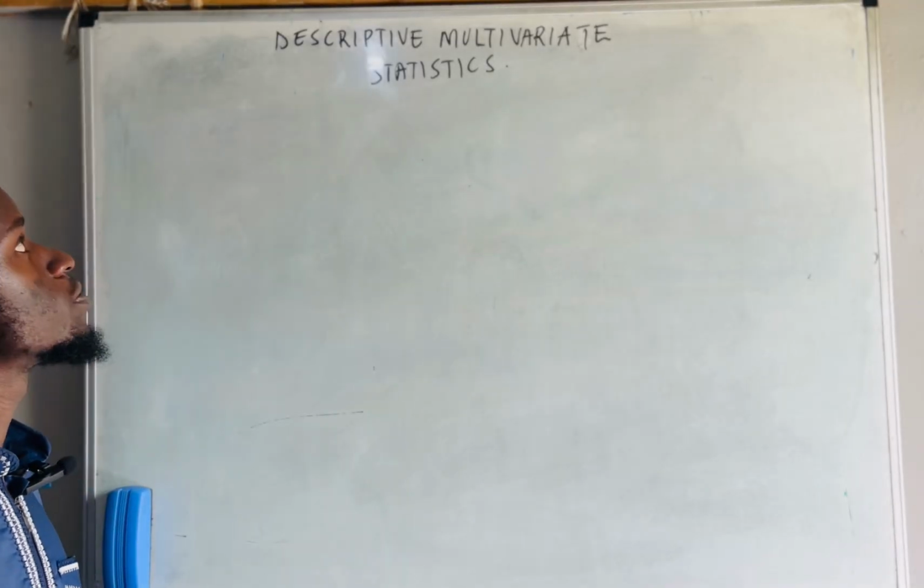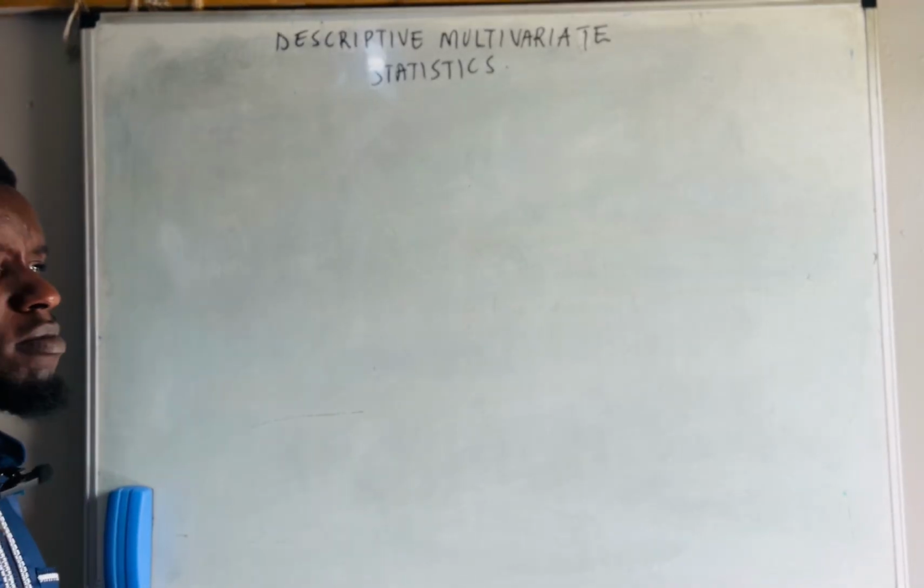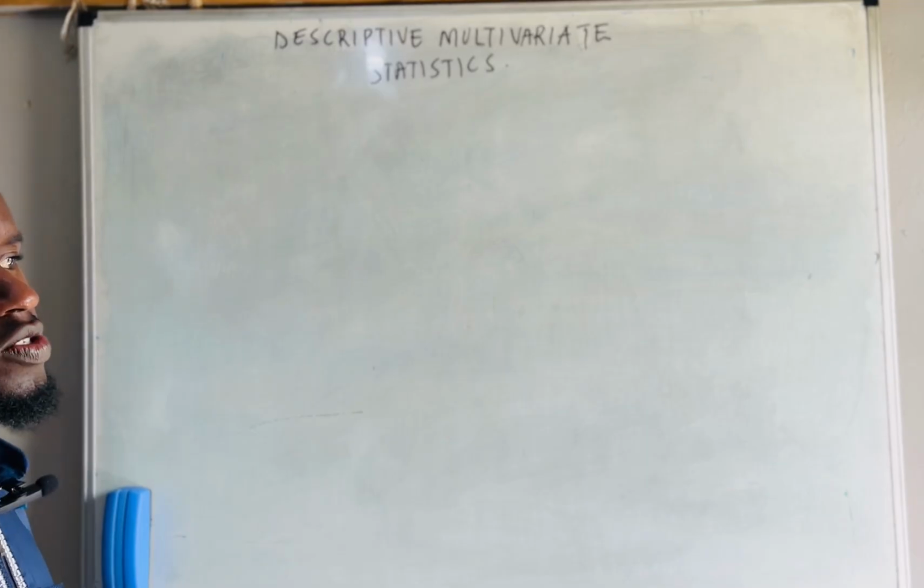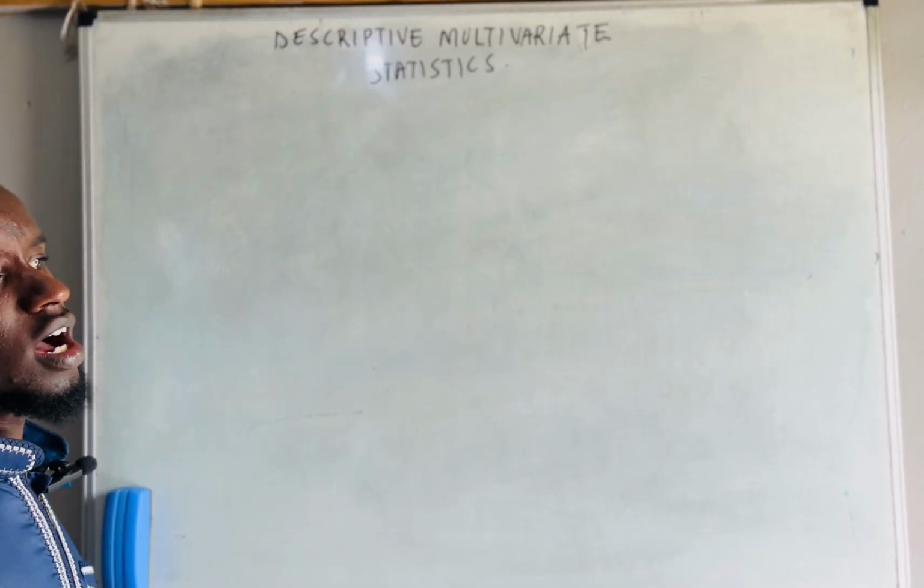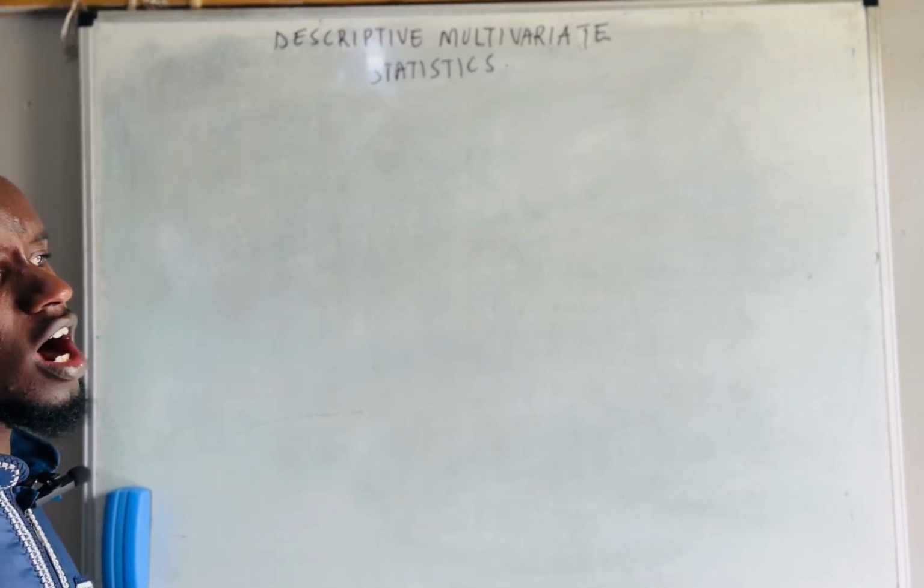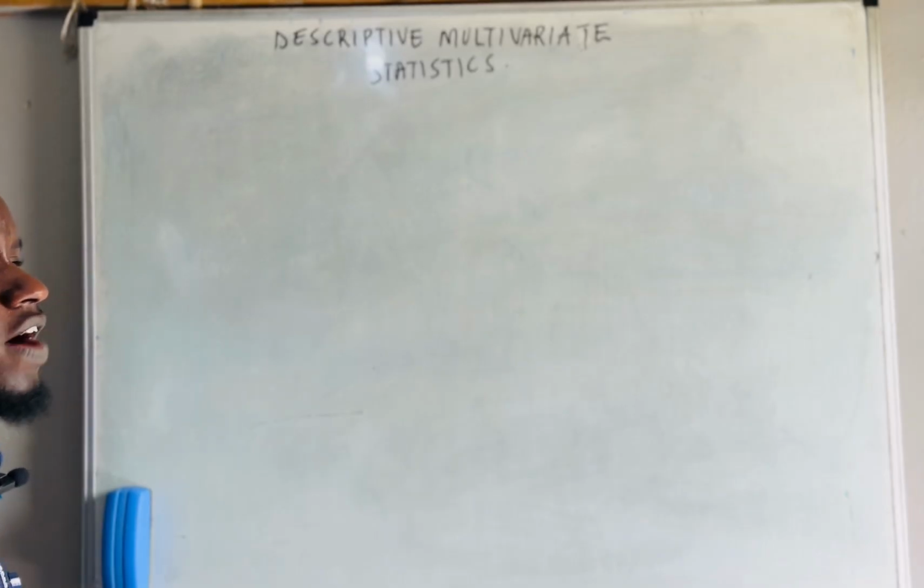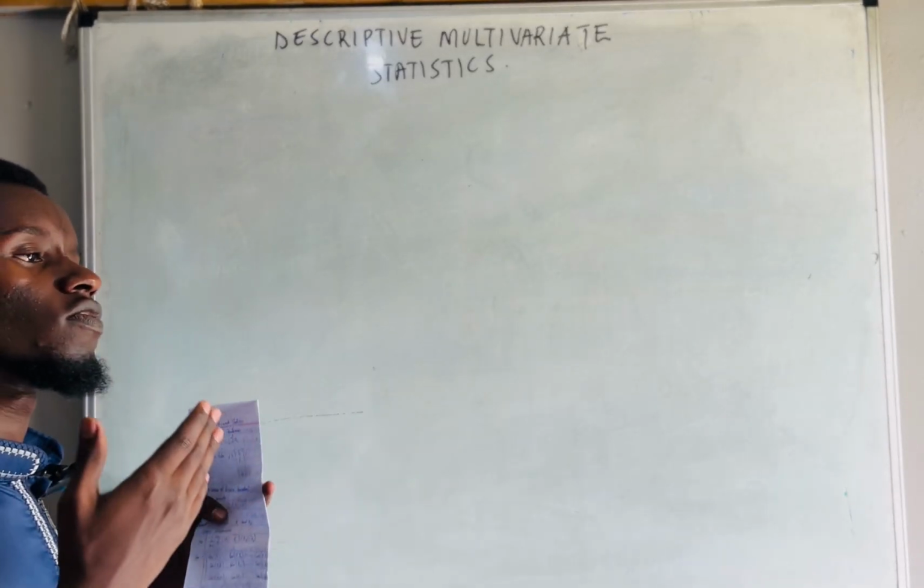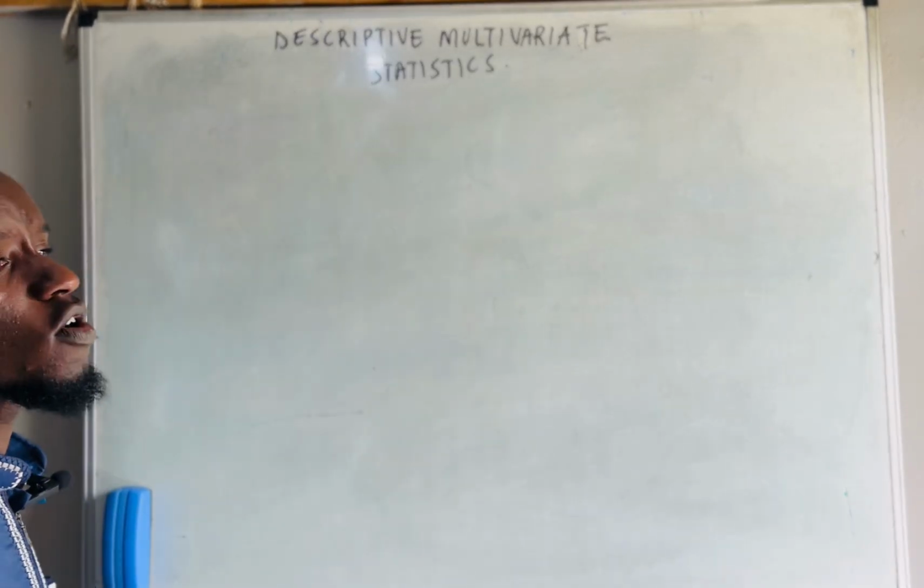Today, we're going to talk about descriptive multivariate statistics. Remember, members, we have univariate statistics where we're talking about one variable against a dependent variable. But right now, we're going to be talking about multivariate, meaning a number of variables.